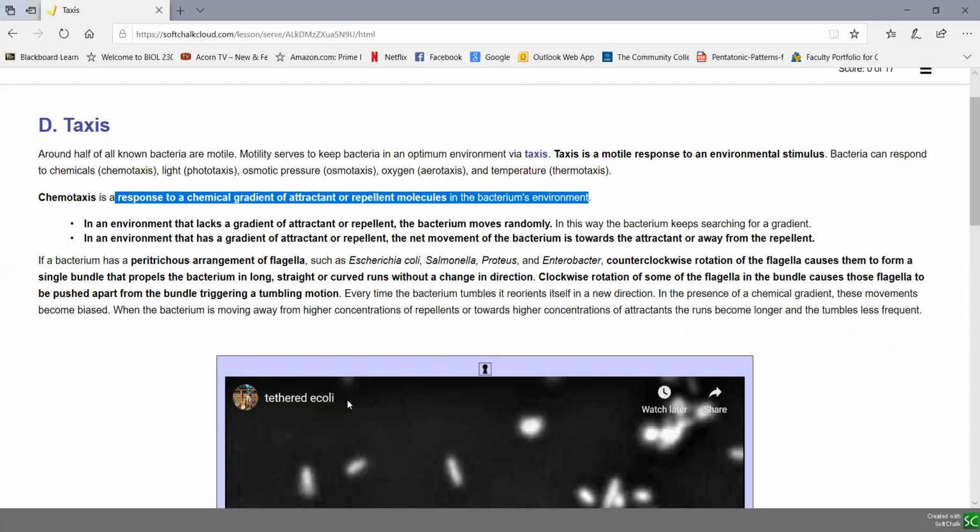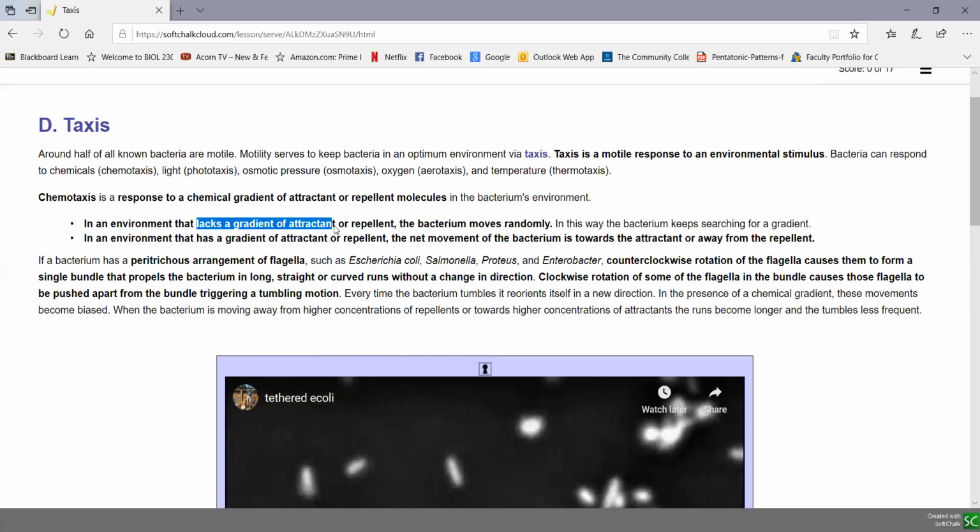Now, if the environment lacks a gradient, such as often happens when you just have them growing in a test tube, where there isn't a gradient of more attractant here or more repellent here, bacterial motion is random because it's looking for a gradient. So in a lot of those movies we saw, we're looking at bacteria where there was no gradient, and that's why you saw it changing direction and moving. It was looking for a gradient.